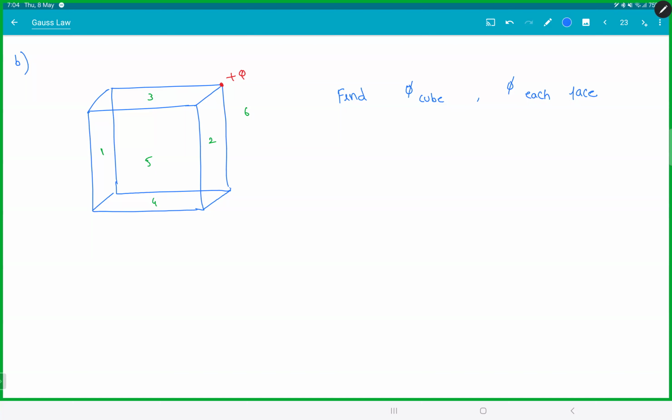Others, do keep your cams on. That's not the answer. How much is each face contributing?